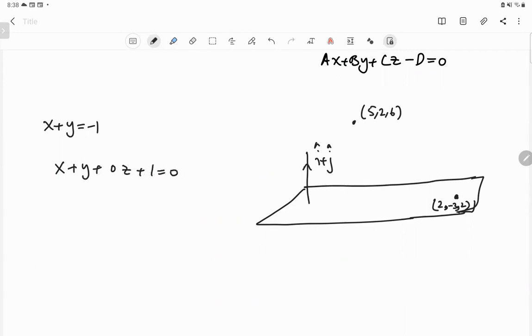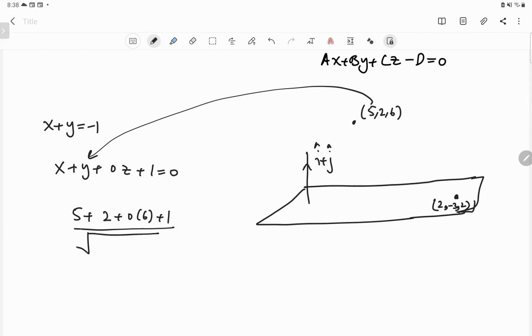we can write the equation of plane like this, and then we just directly insert these points. 5 plus 2 plus 0 into 6 plus 1 under root. And then the coefficient of x is 1, 1 square. The coefficient of y is 1, 1 square. And the coefficient of z is 0 square. And this gives me the shortest distance of the point from the plane PQ. And this becomes equal to 8 under root 2. And when you rationalize it, when you multiply and divide by under root 2, you get 4 under root 2.